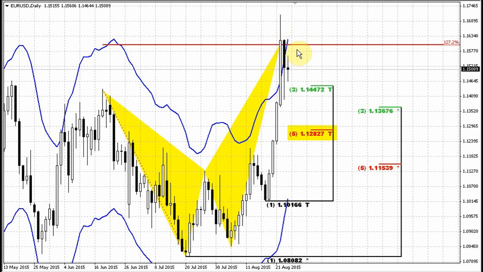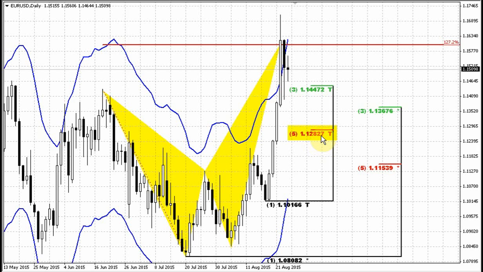So markets right now are trying to get some relief across the board after the shock that they have got recently. Our task right now is to try to understand how deep this retracement could be. Well, guys, personally I like this level.